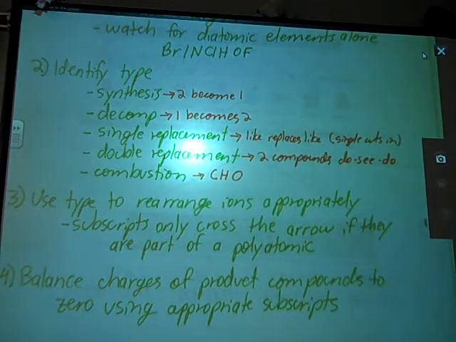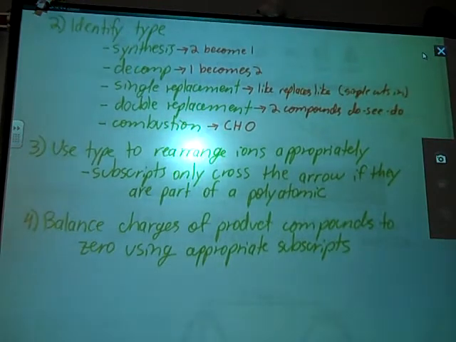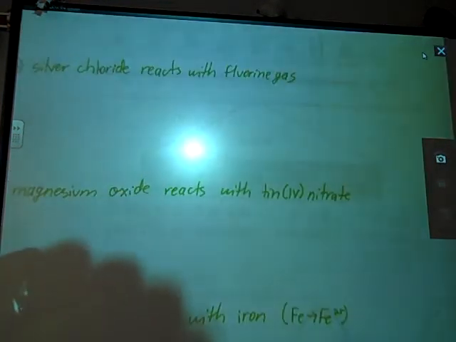Last step is to balance charges of our product compounds to 0 using any appropriate subscripts. So here's where your subscripts get to come in, not from the reactants side. So let's do a couple examples.